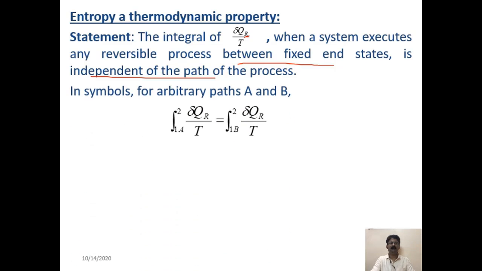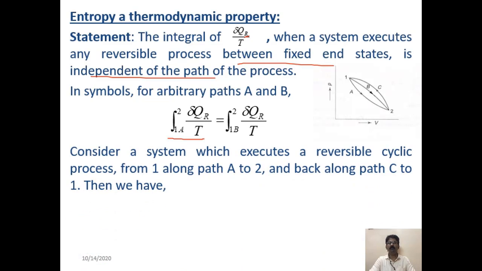So in symbols you can write that, suppose you have two arbitrary paths A and B between two states 1 and 2. If you move along 1A to 2, or if you move along 1B to 2, like this here you can see. So from 1 you can move along 1A and come to 2. Also you can move along 1B and come to 2. So there are two paths directed from state 1 to state 2, and the initial and end states are the same.